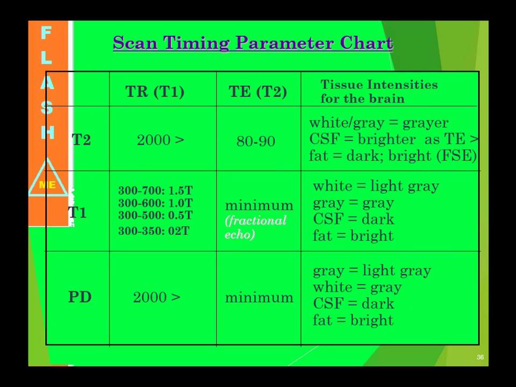Scan timing parameter chart. TR, T1. TE, T2. Tissue intensities for the brain. White/gray equals grayer. CSF equals brighter as TE increases. Fat equals dark, bright on FSE.